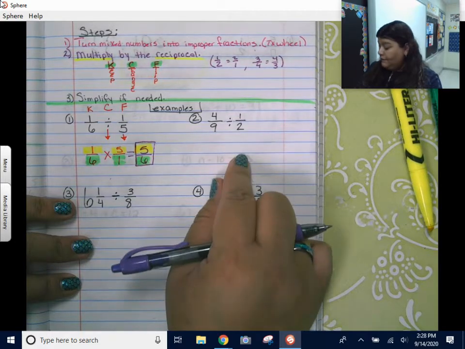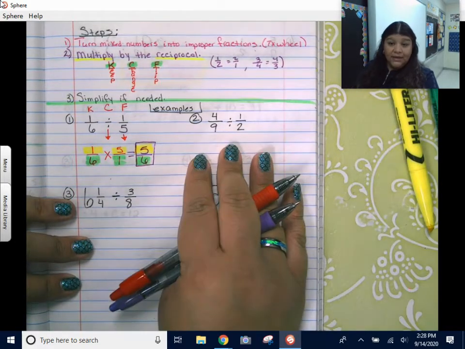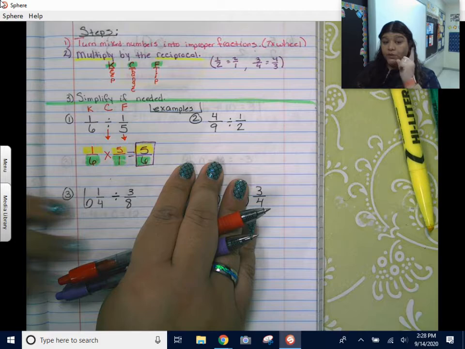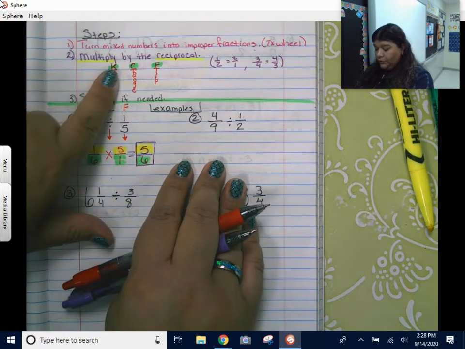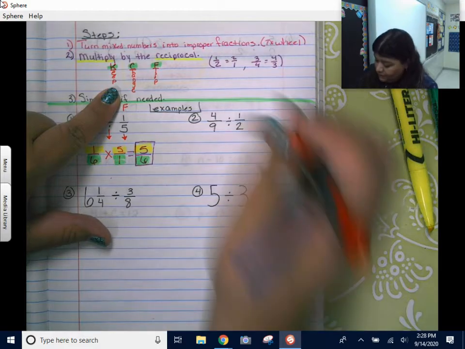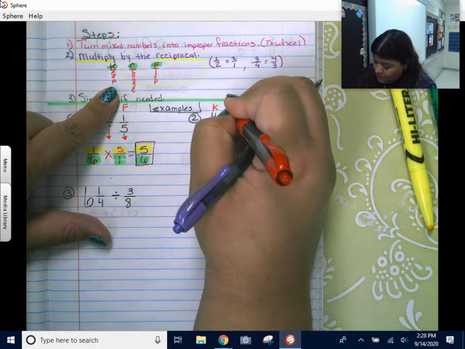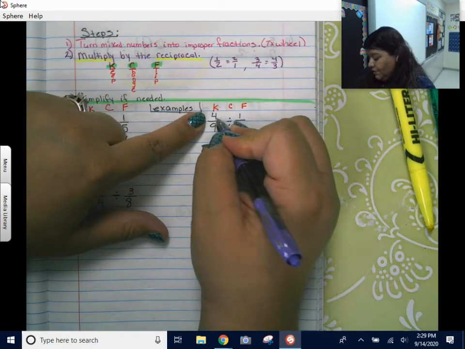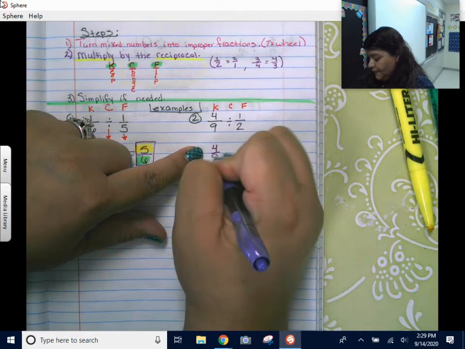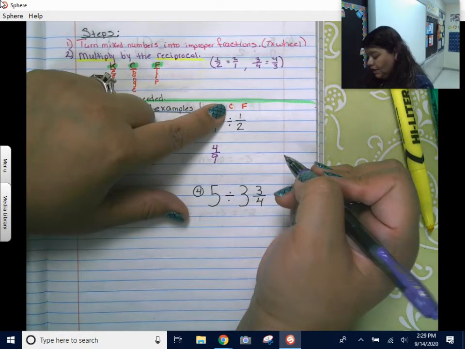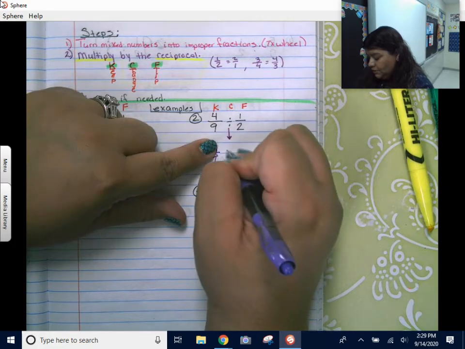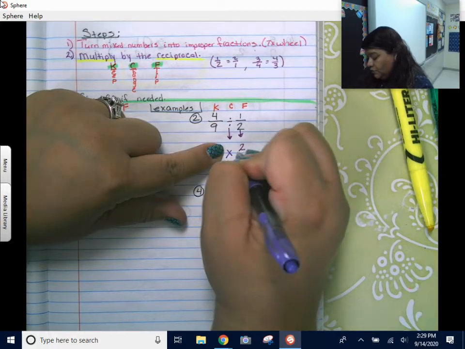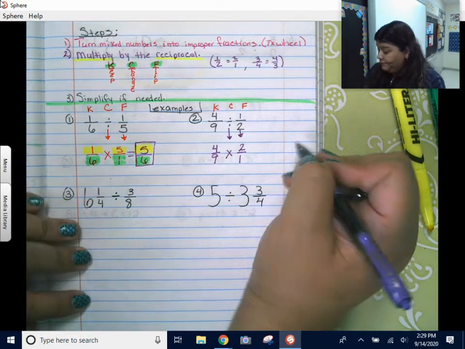Let's take a look at number 2. 4/9 divided by 1/2. Now again, do you see any whole numbers? Do you see any mixed numbers? Nope. So we're good to go. Okay, so step 2 says multiply by the reciprocal, or we can KCF it. However you like to memorize that. Keep it, change it, flip it. Okay? So I'm going to keep 4/9 the same. Nothing happened to it. I'm going to change division into multiplication. And I'm going to flip 1/2 to 2 over 1, just like that.